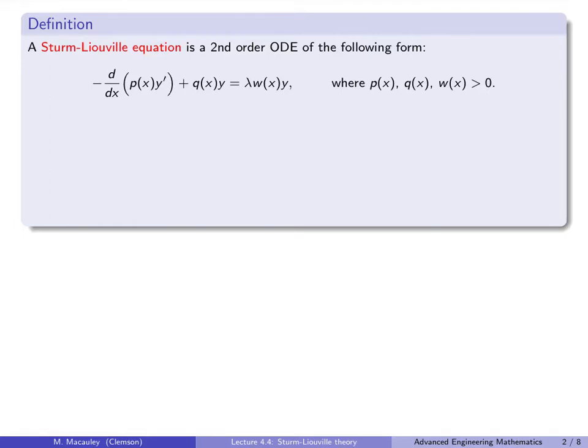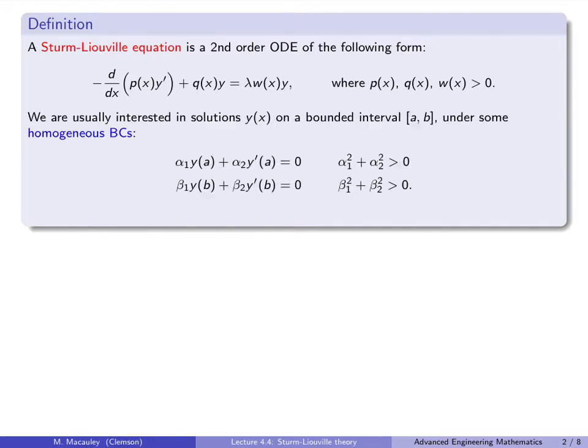It's negative d/dx of p(x) y' plus q(x) y equals lambda w(x) y, where these functions p, q, and w are all positive. This w is sometimes called the weighting function, and we'll see why shortly. We are usually interested in solutions, y(x), to such an equation on a bounded interval, say from a to b, under some homogeneous boundary conditions.